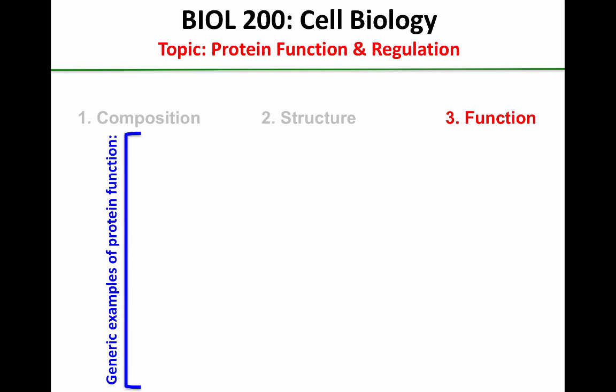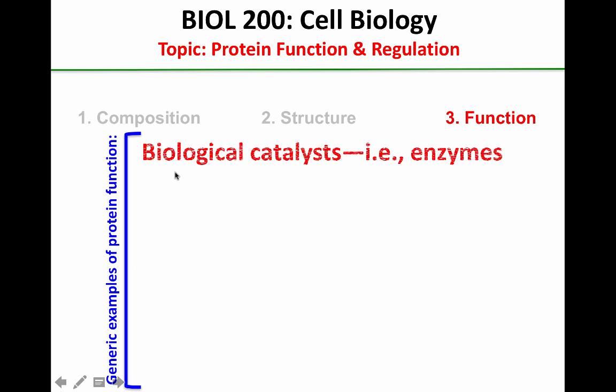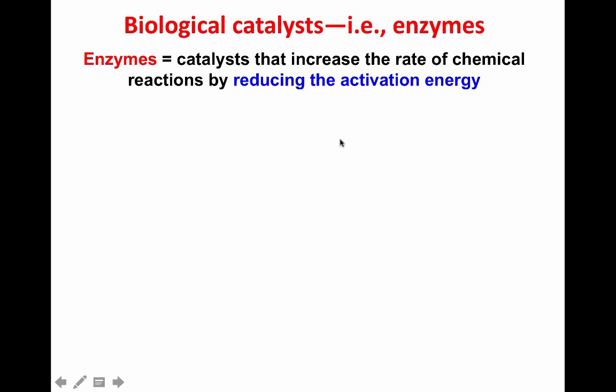Okay, so to get us started, what I'm going to do is build a list of different types of protein function and talk about each one as we go through. The first general way in which some proteins function in cells is as biological catalysts, in other words, as enzymes. And you've talked about this before, at least in Biology 121.